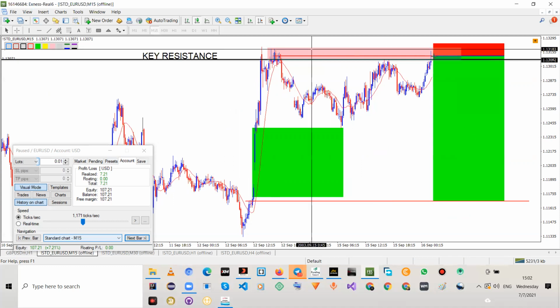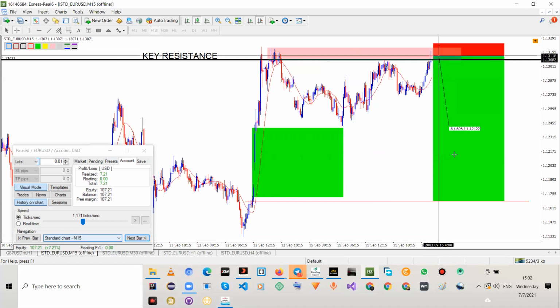So the trade entry would be by, what's it called? Our limit order, a sell stop. That's how we would have entered a sell limit. I mean, a limit order. That's how we would have entered this trade.